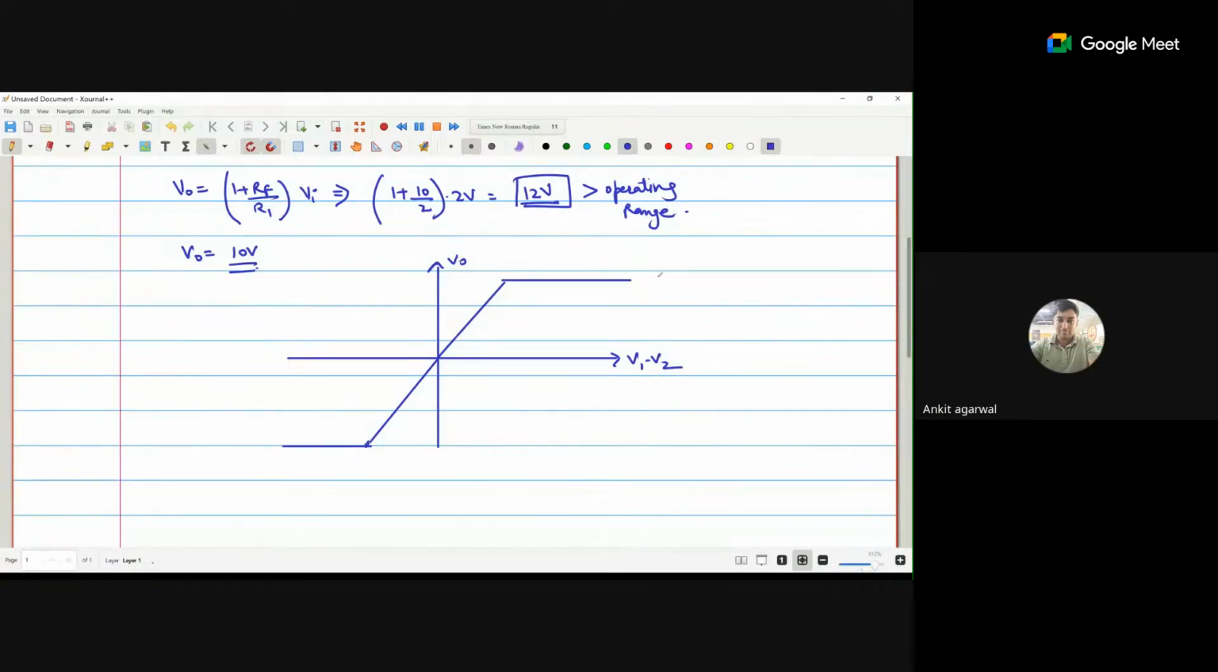And what is this limit? This is the plus VCC, or basically the plus supply, and this is the negative supply. So if V1 and V2 increase, that doesn't mean that V naught also increases. After a limit, this is the VCC, it will be constant. Similarly, in this case, till 10 volt it increases, after that it will be constant.